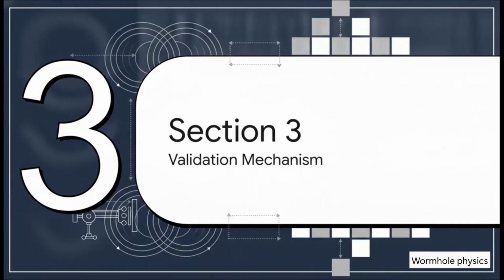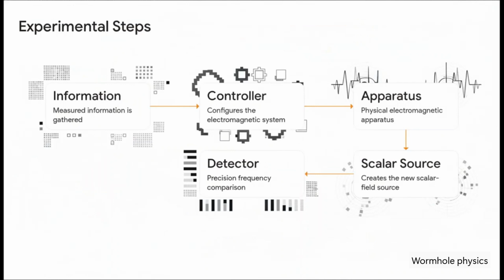Section 3, the validation test mechanism. So how do we actually pull this off in a lab without getting totally lost in abstract math? The experiment follows a beautifully simple, logical chain of cause and effect mapped out in 5 steps. First, we gather our measured information, the data. Second, that data goes to a controller. Third, the controller acts as the brain, telling our physical machine, the electromagnetic apparatus, exactly how to set its dials. Fourth, that physical machine acts as the source, generating our hypothetical new scalar field. And finally, step 5, a detector across the room tries to pick up the signal. It's a clear, unbroken pathway from raw data all the way to a physical measurement.